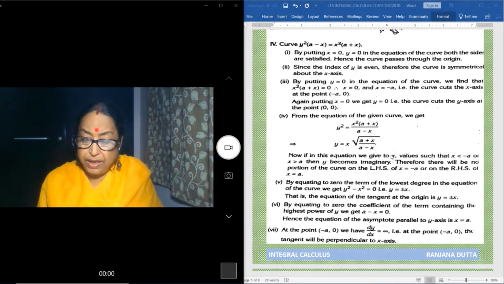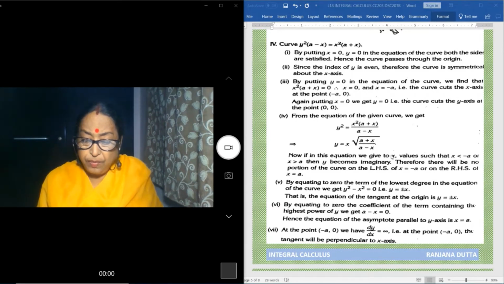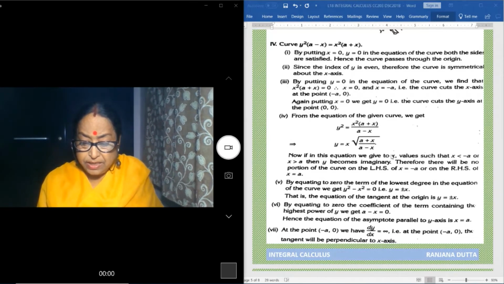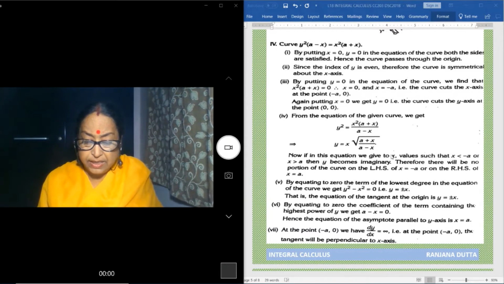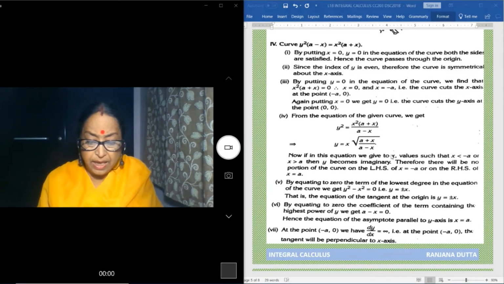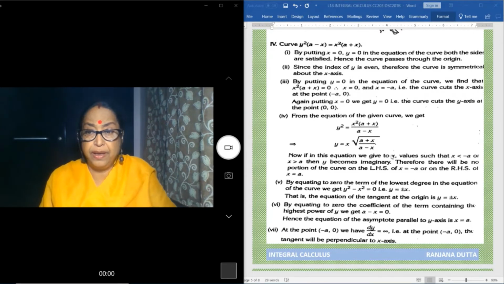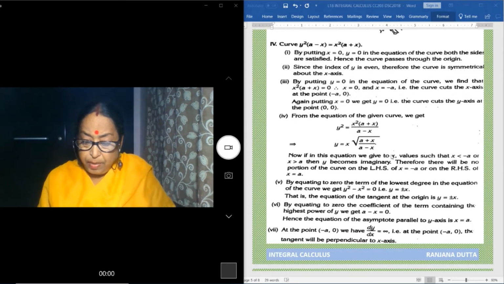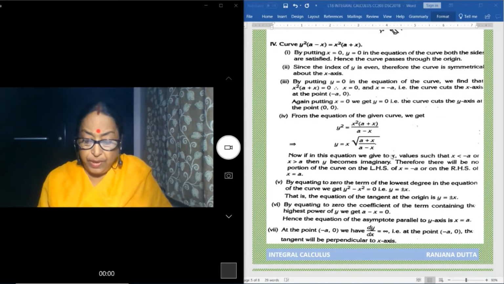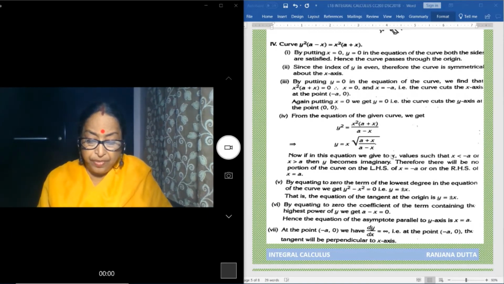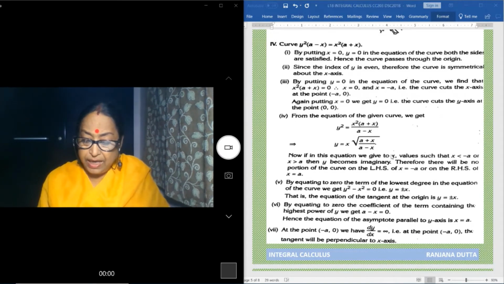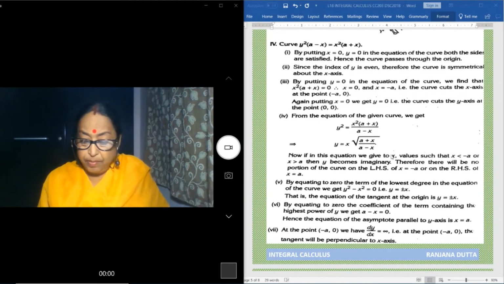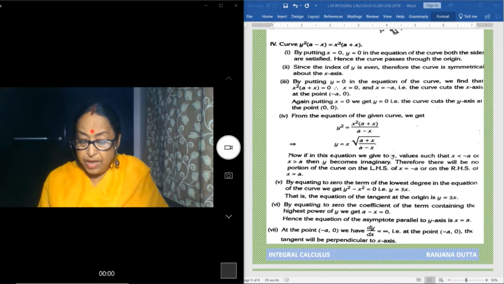By putting y is equal to 0, we get x is equal to 0 or x is equal to minus a. Then the curve cuts the x-axis at the point minus a and 0. Again, by putting x equal to 0, we get y equal to 0. That is, the curve cuts the y-axis at the point 0, 0.